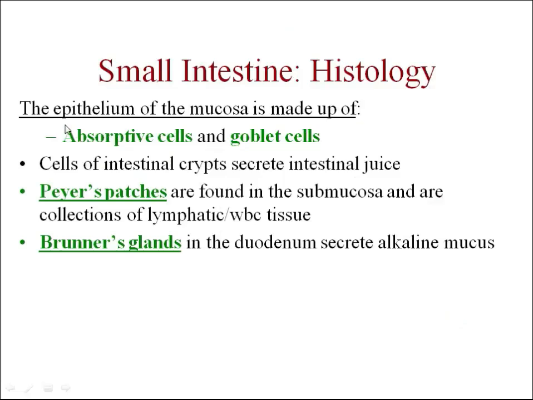Okay, so histologically in the small intestine, you will see that the epithelium of the mucosa is made up of absorptive cells and goblet cells. You will find only these two types of cells in the epithelium of the mucosa. The cells of the intestinal crypt secrete intestinal juice, a digestive juice, and Peyer's patches are found in the submucosa and consist of lymphatic or WBC tissue. Brunner's glands in the duodenum secrete alkaline mucus.